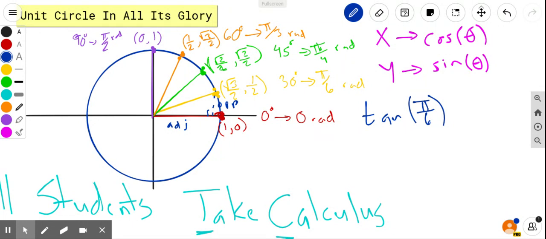Well, we said that the opposite is the sine value, so it would be the same as having sine of pi over 6, because that's the value that would give us the 1/2, over the adjacent value. The adjacent value is the x value, which would be the cosine, and in this instance the angle is pi over 6. So it'd be the same as taking those two numbers and dividing them, right?